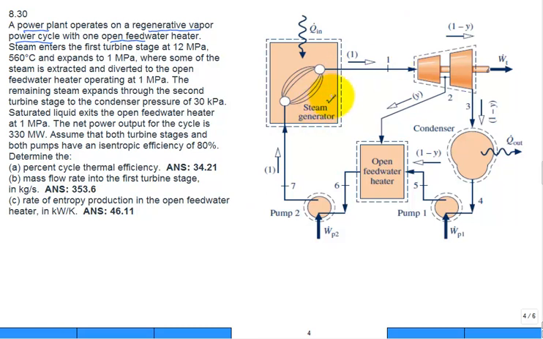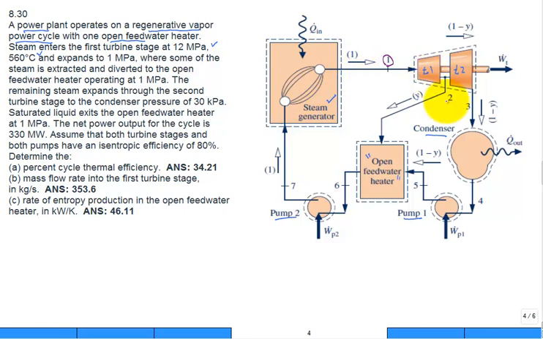We have a steam generator, then we have a first turbine stage, and then a second turbine stage. Then we have a condenser, then we have one pump, the open feed water heater, and then the second pump. I know that they give us information about pressures and temperatures, etc., but let's walk through this cycle. So what do we have here? This is state 1. State 1 is what leaves the steam generator and enters the first turbine stage.